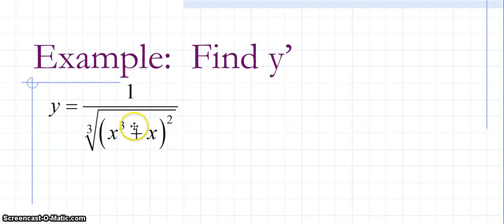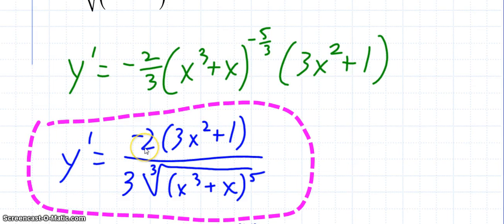Moving on. Find y prime. Pause the video. Unpause when you're ready to check. Alright, so here we should end up with negative 2 times the quantity 3x squared plus 1 over 3 times the quantity cube root of x cubed plus x to the 5th. How do we get that?